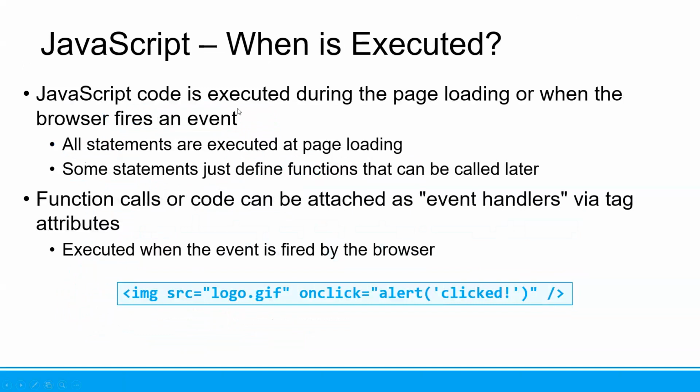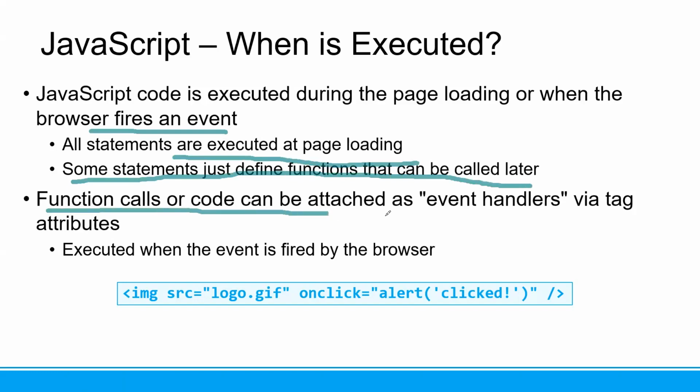The JavaScript code is executed during the page loading or when the browser fires an event. Oh, what does it mean by fires? So if your browser has been clicked by the user, then there will be one event. If one event is connected to another part, then it will be executed. So all statements are executed at the page loading. Some statements just define a function and can be called later. So function calls or code can be attached as event handlers via the tag attributes.